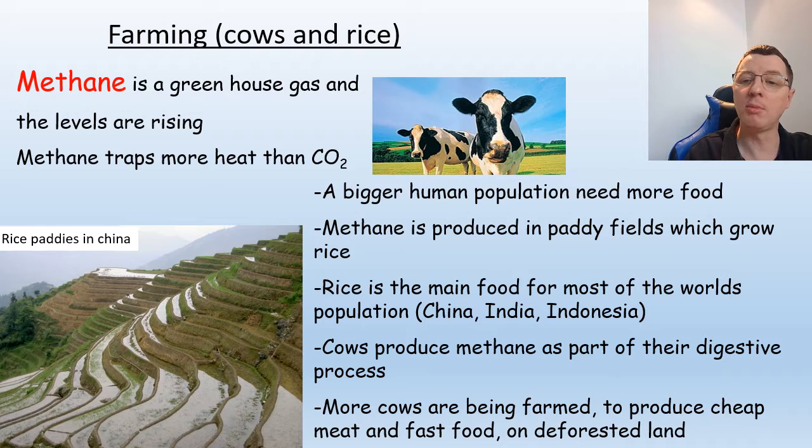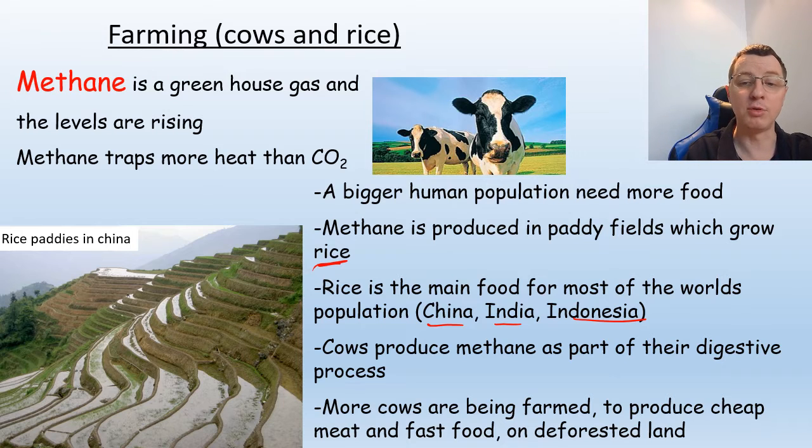Well, a bigger human population needs more food. And methane is produced in paddy fields which grow rice. And rice is the main food for most of the world's populations. In 3 out of the top 4 countries with the highest populations, rice is a staple food: China, India and Indonesia. But in the West we also have a large appetite for eating beef, steaks, beef burgers and the products from cows and cattle.